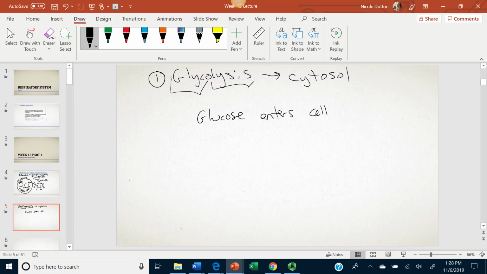But there are some important things that have to happen to glucose as soon as it comes in the cell. First of all, glucose will travel down its concentration gradient so that there's an equal concentration of glucose inside and outside of the cell. In order to prevent that from happening and to trap the glucose inside of the cell and force more glucose to come into the cell, we add a phosphate to glucose. So glucose becomes glucose 6-phosphate. Insulin aids in the initial phosphorylation of glucose.